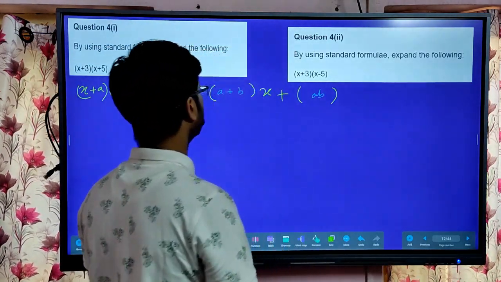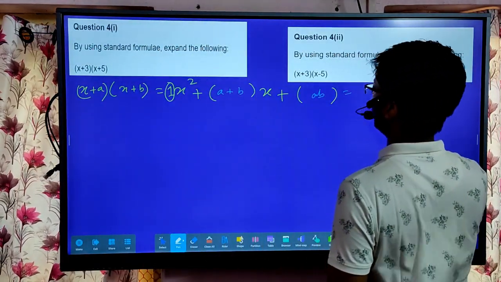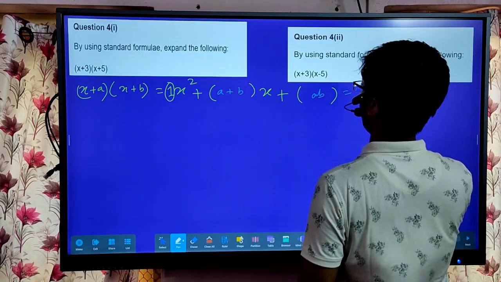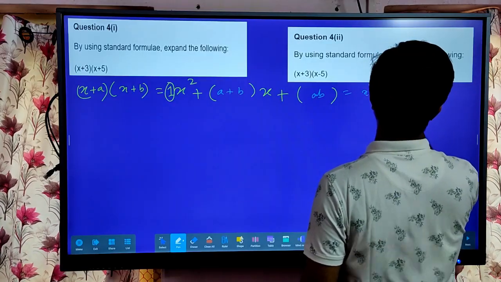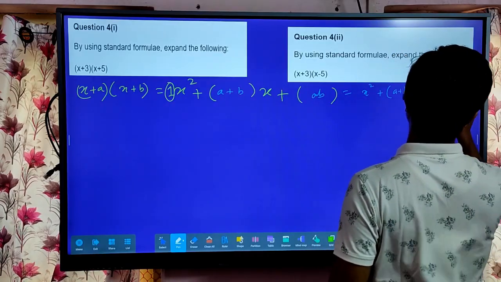Okay. So this is how we are going to simplify it, and it will be what? It will be x square plus a plus b x plus ab.